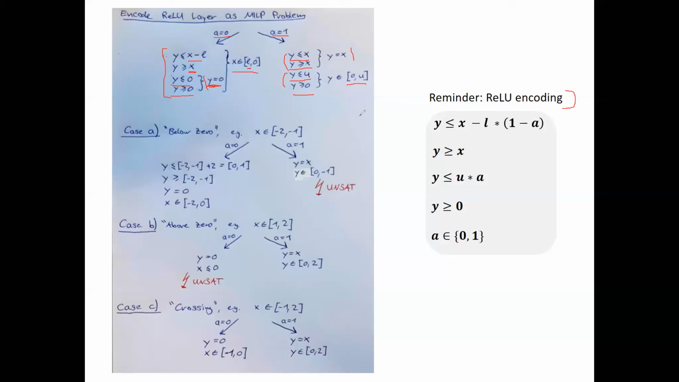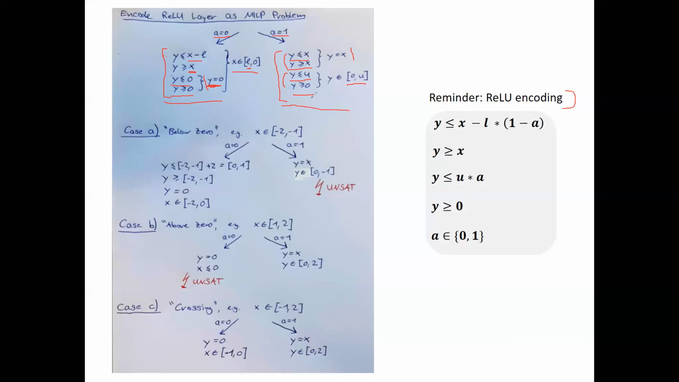Similarly to the previous case here, if u ends up being negative, then this would be an unsatisfiable linear programming instance. The constraints cannot be satisfied anymore if u is negative. So this makes sense if u is a non-negative value. Okay, so this generates one linear programming instance if you pick a equal to 0, and if you pick a equal to 1, it's going to generate another linear programming instance.